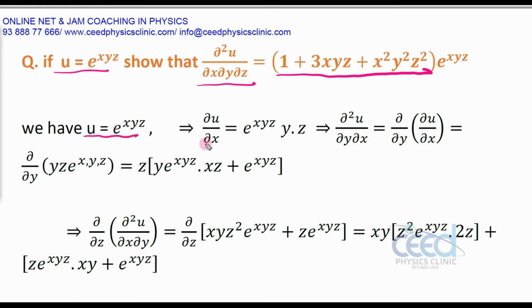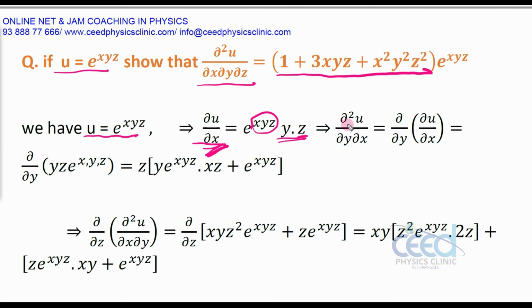So from it I can find out dou u by dou x first, right? What is dou u by dou x? That is e raised to xyz, and on differentiation with respect to x, that is yz e raised to xyz, right? Now I am differentiating this again with respect to y.